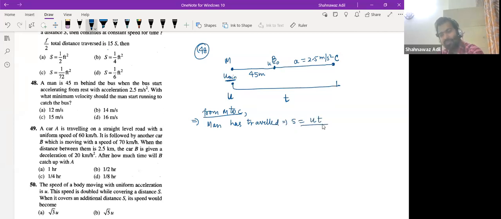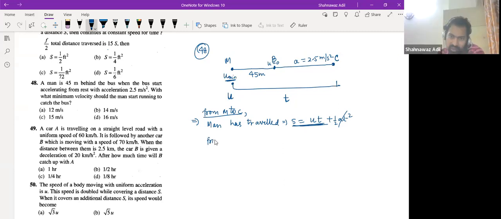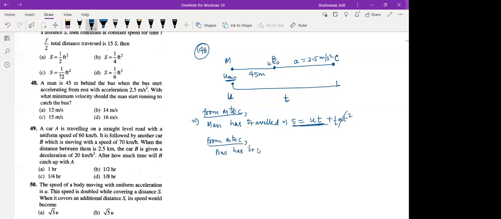UT, right? Speed is U, time is T, and acceleration is 0. So only UT, right? Yes, sir. Now, how much has the bus traveled from B to C? Half AT square. Yes, absolutely right.